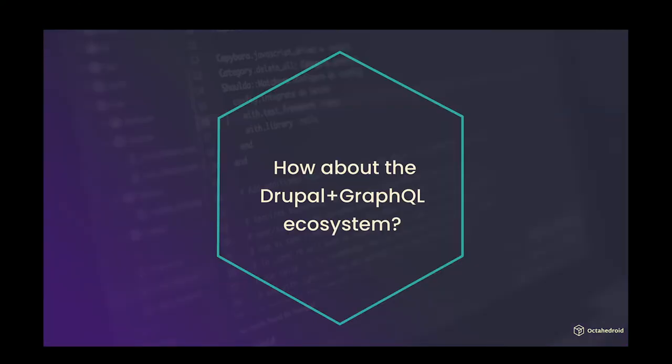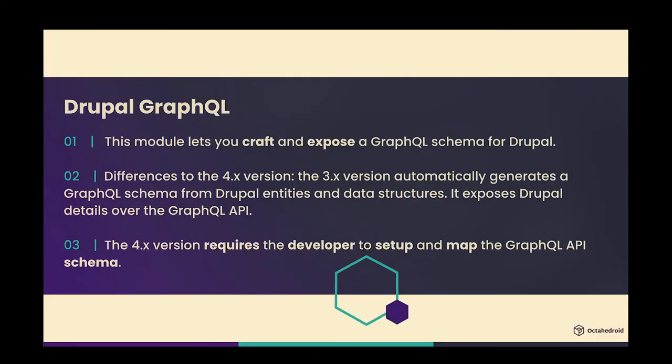And how about the Drupal and GraphQL ecosystem? This is where things start getting a little not so funny. You know about Drupal. Getting back to the past, version 3 of GraphQL in Drupal exposed queries and mutations out of the box, but it was probably exposing way more than you really needed. Every single content type, field, and property was there.